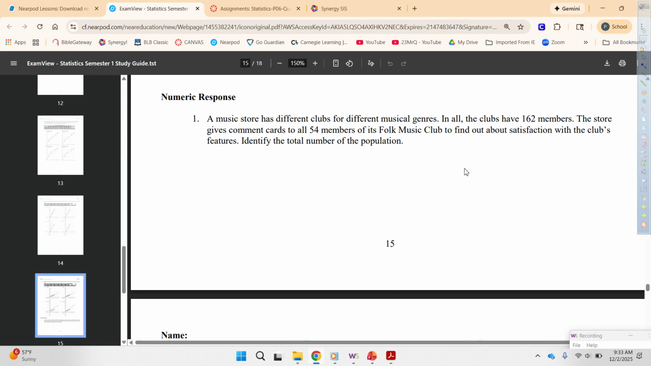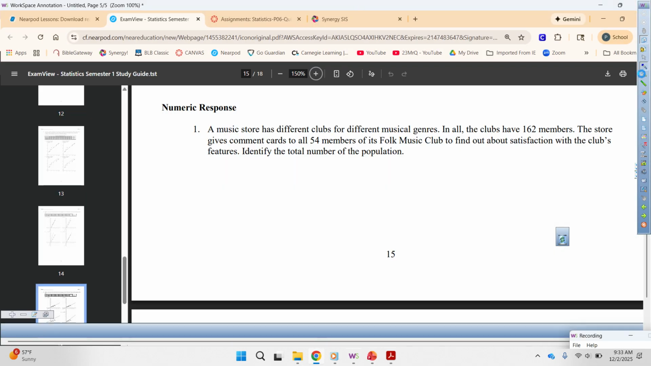Number 1 of numeric response. And it reads, here we go. Ready? A music store has different clubs for different music genres. In all, tell your neighbor what that means. Okay, very good. The clubs have 162 members. The store gives comment cards to all 54 members of its folk music club to find out about the satisfaction with the club's features. Identify the total number of population. Tell your neighbor the total number of population.